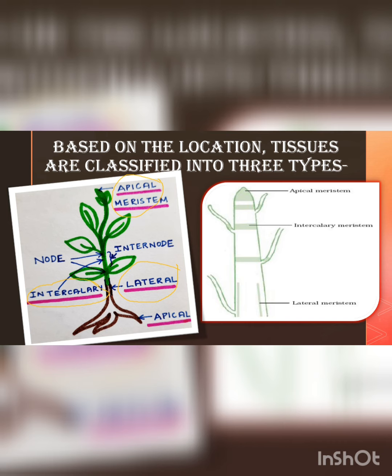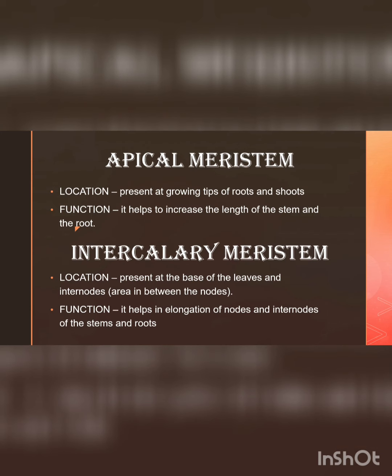Here also you all can see this is the location of your apical meristem, and this is the location of your intercalary meristem, because they'll be present in the internodes and the nodal area. And the sides, if the meristem is present on the sides, then this meristem is your lateral meristem. Okay, I hope with this diagram you understood the location of different meristematic tissues, and now we'll see their characteristic function and location.